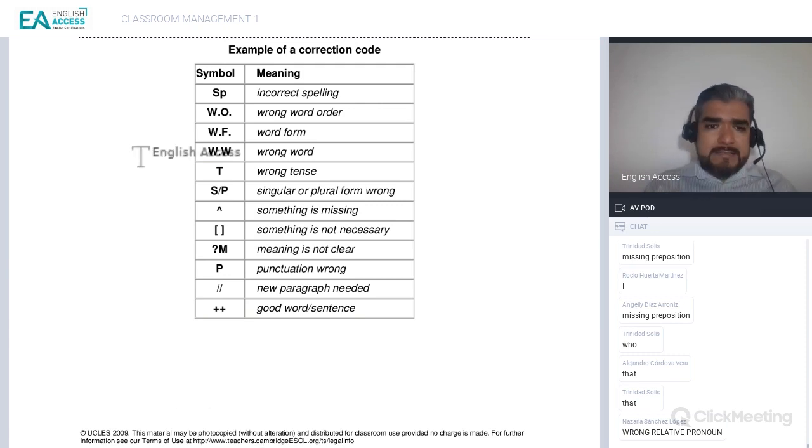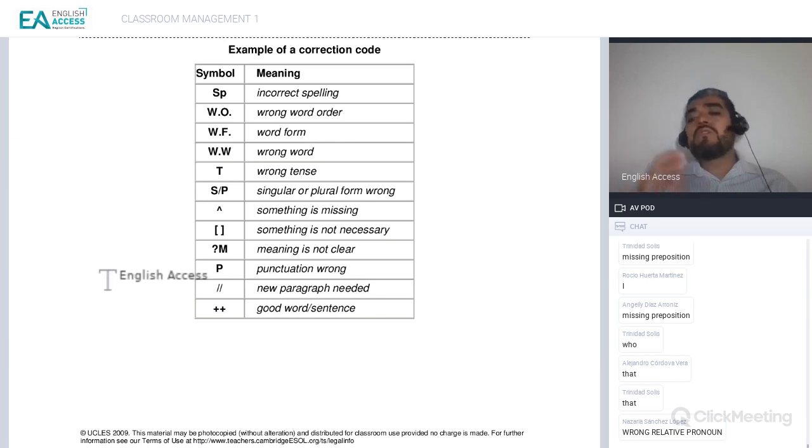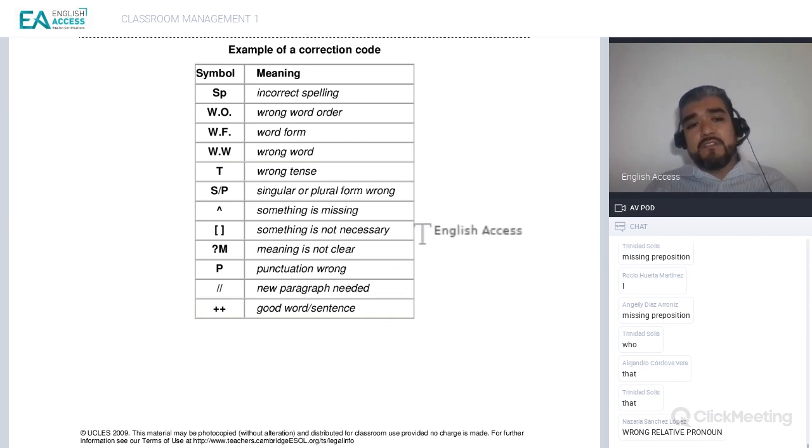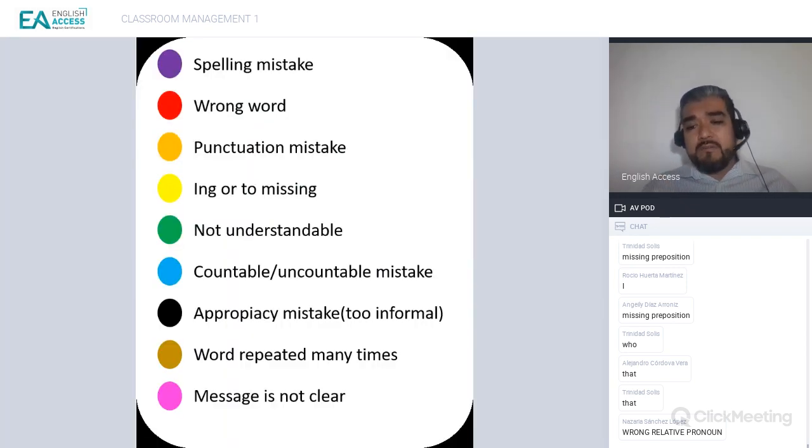Okay, I can send you this picture if you want. You can design your own code. For example, I prefer colors rather than letters. I think my students are more visual. I think that when they see colors, they can correct their mistakes easily. So instead of using this correction code, I underline with different colors, and this is the correction code I use, right? With colors, right? Purple, red. It is important that you let your students know what every color means.